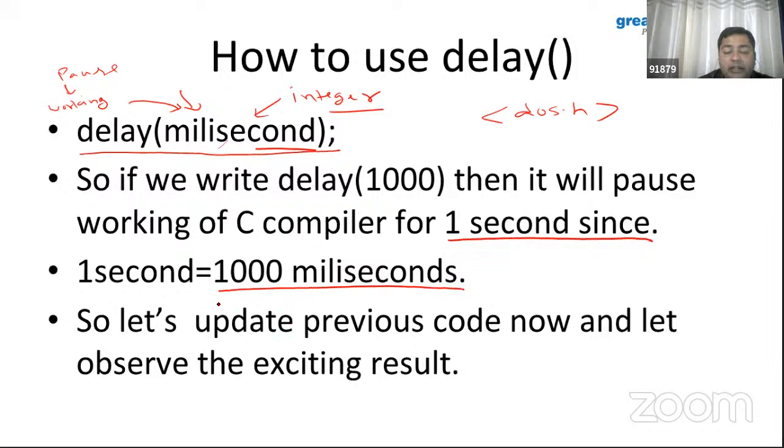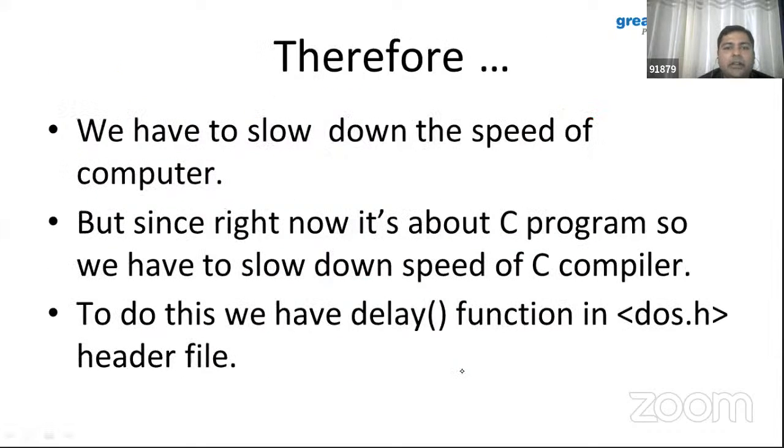So how will I be writing the code? Because 1 second is equal to 1000 milliseconds. So if you want to pause the working of the computer for 1 second, you have to give the parameter as 1000. Okay, and let's be ready to see the exciting results. Let's slow down the speed of the computer by using the delay function, and the additional header file you have to use for the delay function is dos.h. So you have to add the line hash include dos.h.